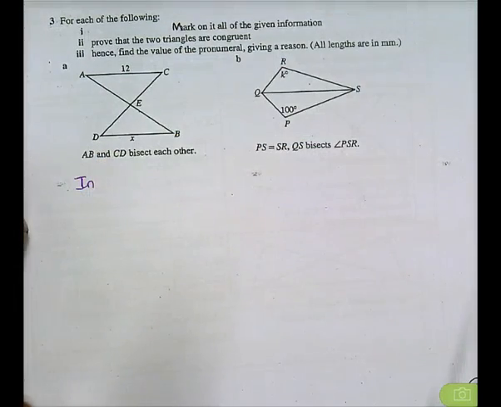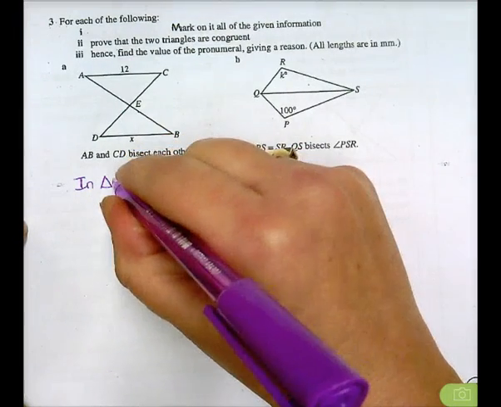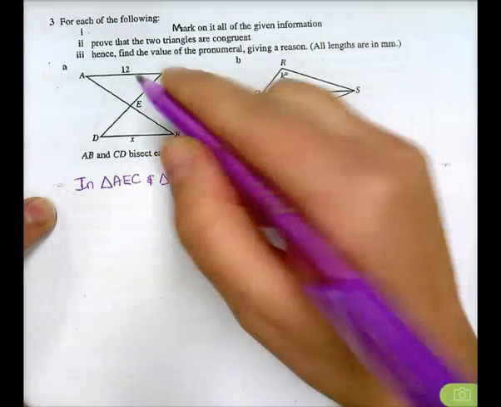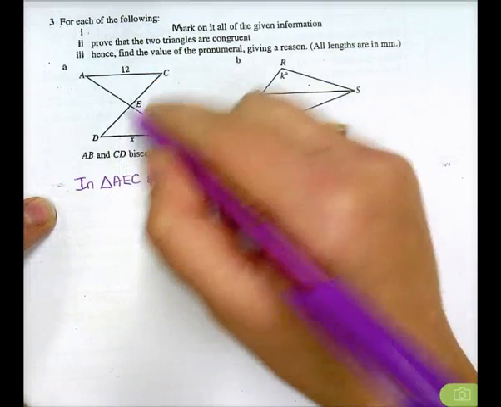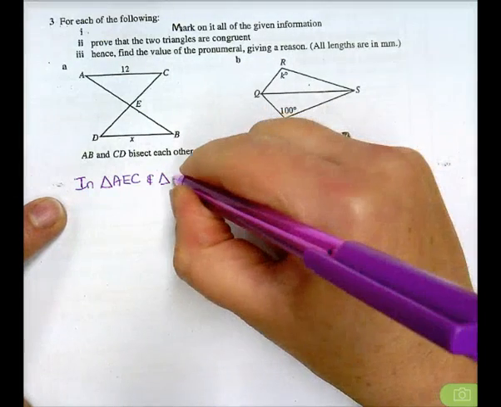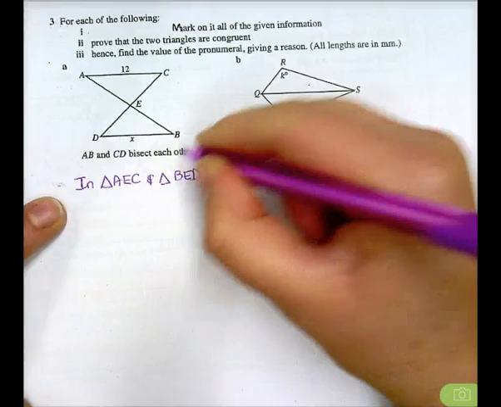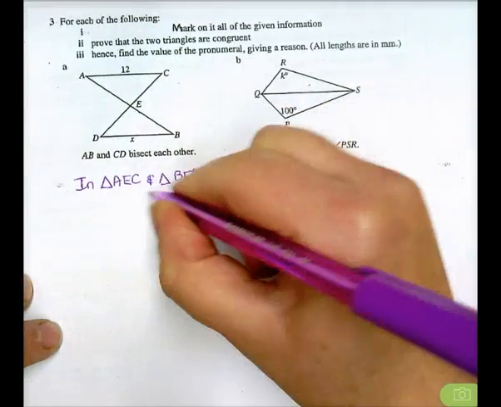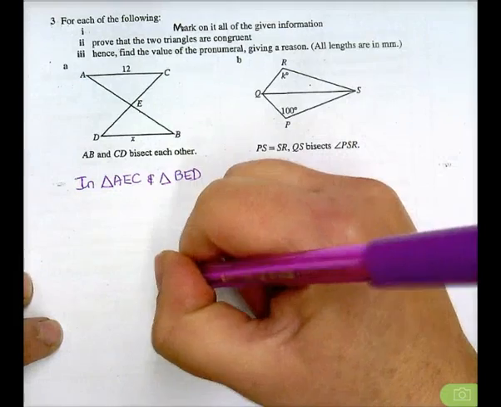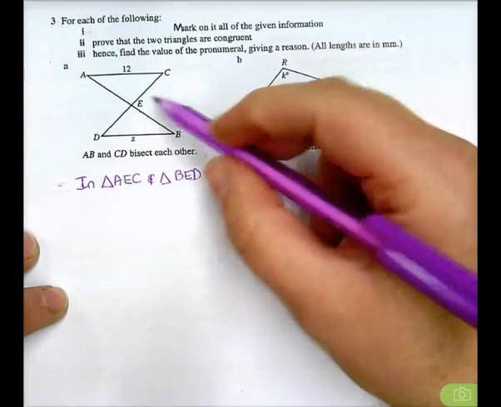Remember, that's always the first step of your congruence proof. So in triangle AEC and in triangle BED, I'm not sure if they are in corresponding order, so I can just write them in any order at the moment, but when I do my final statement down the bottom, they do need to be in corresponding order. We have to see what we've got now.